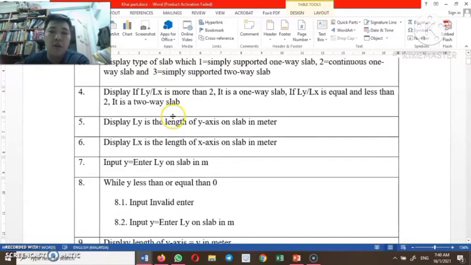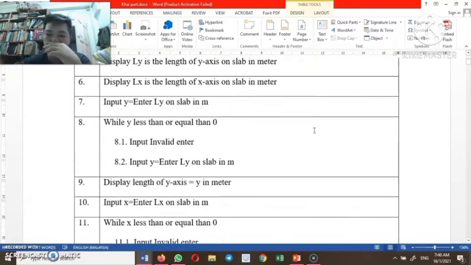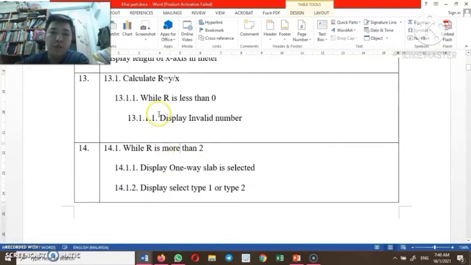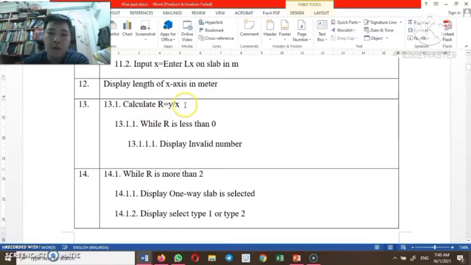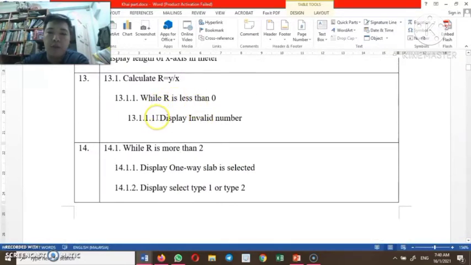Okay, so how do we know that it is a one-way or two-way? The user needs to determine whether Ly over Lx is more than 2, in which case it is a one-way slab, and if Ly over Lx is equal to or less than 2, it is a two-way slab. Okay, so this calculates R equals Y over X. If you type 0, of course it will display invalid number.